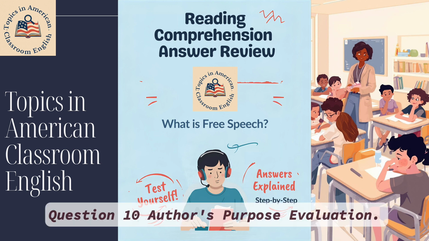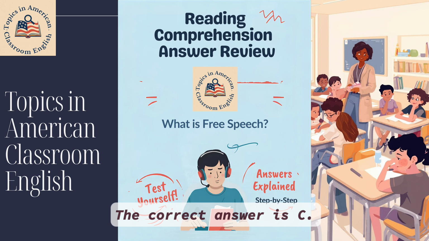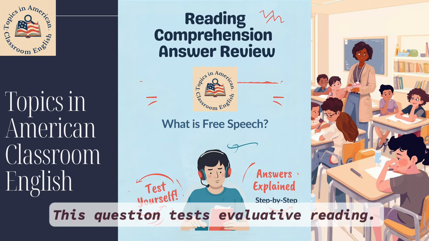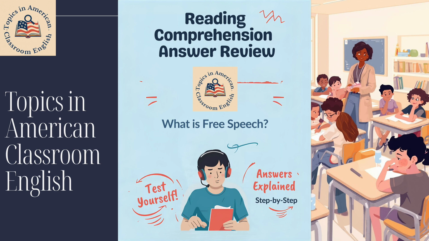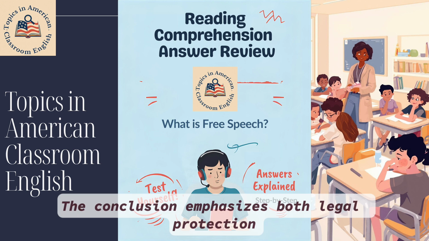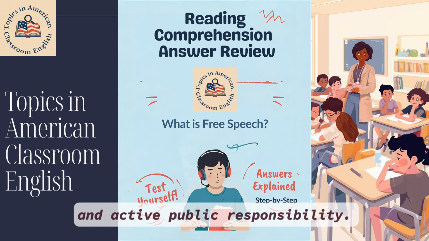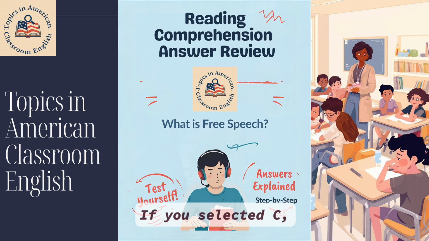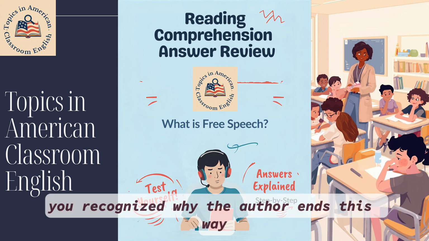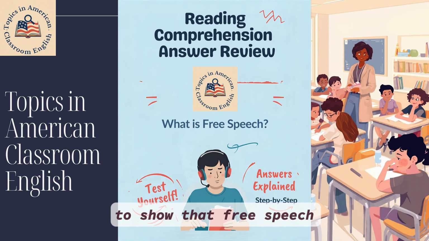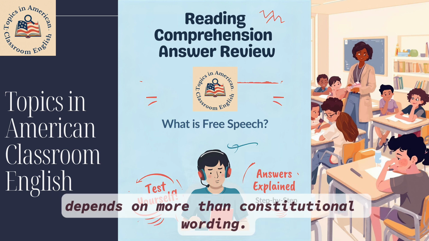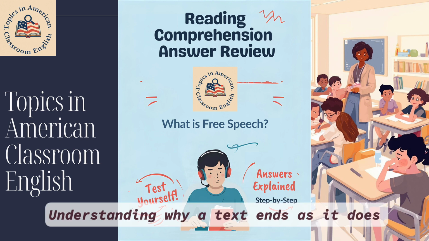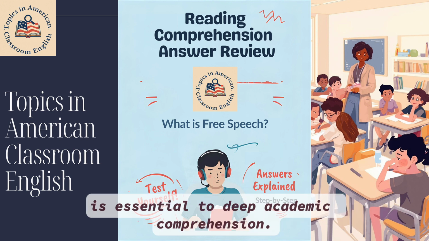Question 10. Author's purpose, evaluation. The correct answer is C. This question tests evaluative reading. The conclusion emphasizes both legal protection and active public responsibility. If you selected C, you recognized why the author ends this way, to show that free speech depends on more than constitutional wording. Understanding why a text ends as it does is essential to deep academic comprehension.